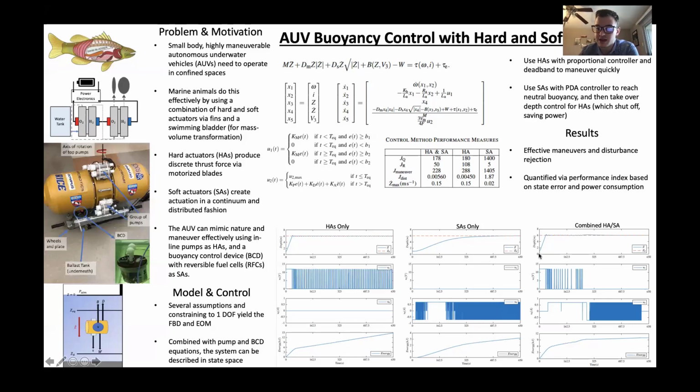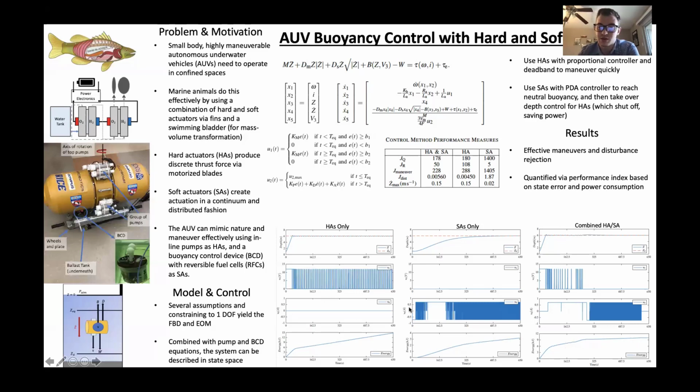When we combine hard and soft actuation, the system is able to maneuver quickly and effectively from 1 to 6 meters, go into oscillation while the BCD generates gas, and then once it's generated enough and we're almost neutrally buoyant, the hard actuators shut off and allow the soft actuators to maintain the depth and save power, which is why you can see here in the energy curve that it flattens out over time.